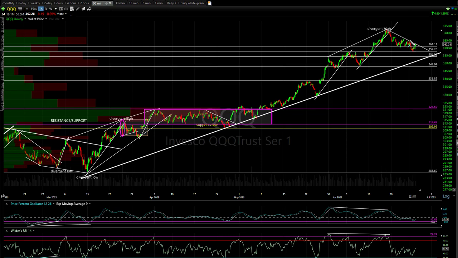Or even if we break it, just initially overshoot it, you have pretty good support under there, about 348, maybe a backtest, and then continue lower. This is my preferred scenario. I just want to say that.